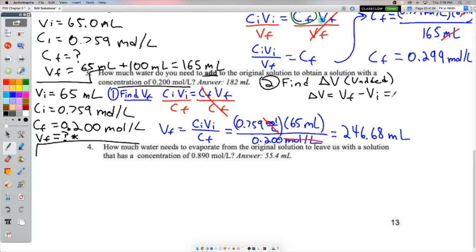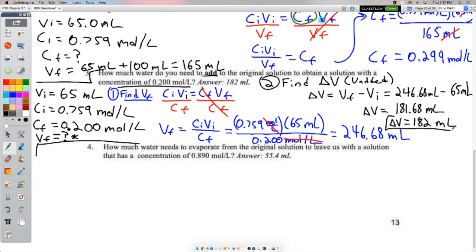And so we know VF now is 246.68 milliliters minus, we started with 65 milliliters. And so the volume we added, I'm getting 181.68 milliliters, which to my 3 sig digs would just be 182 milliliters. That's what we needed to add. So to go from 65 to 246, or 247 once you round, we needed to add 182. That's what it's saying.